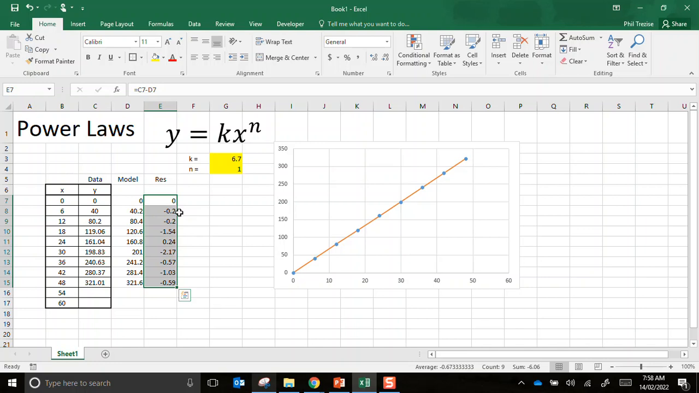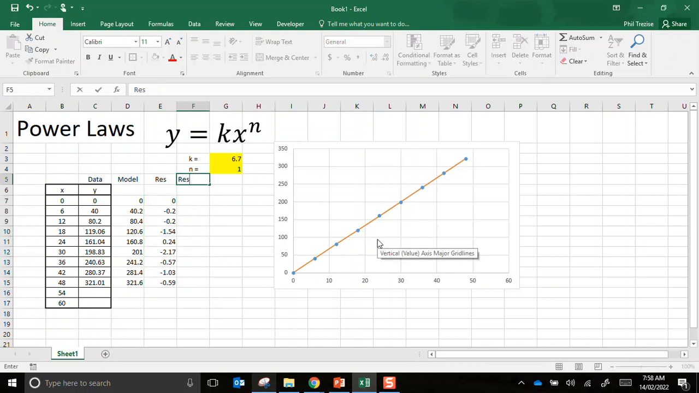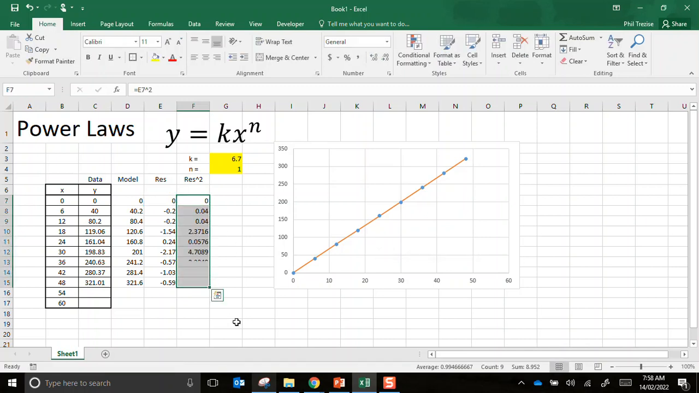Now, some of them are negatives and some of them are positives. That just means that the data point was above the prediction or below the prediction. A better way to compare these is to square the residuals. Squaring simply means they all become positive numbers. Now, I know in some sense squaring them changes them, but now they're all positive. So it doesn't matter whether the model was above or below.